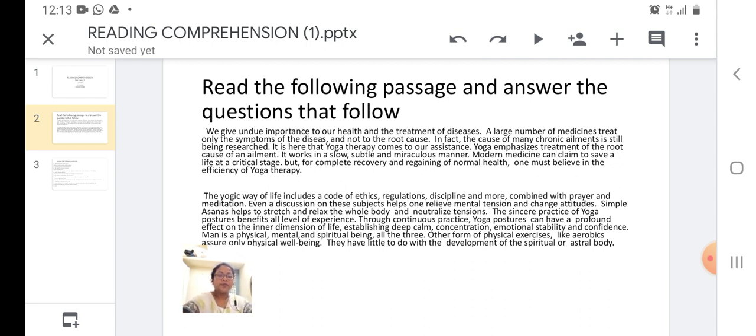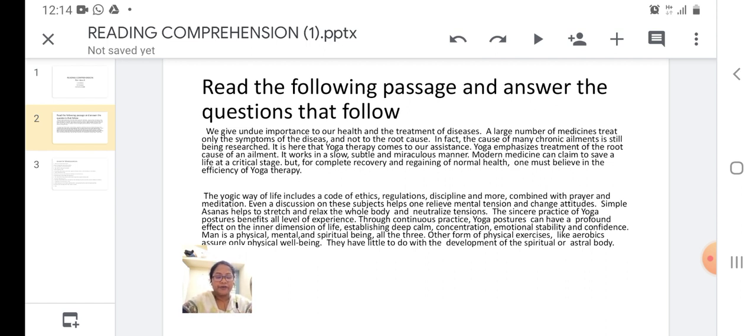Now you have two paragraphs in this. You have to skim both the paragraphs to know the overall meaning. So first I'll start off with the first paragraph. We give undue importance to our health and treatment of diseases. A large number of medicines treat only the symptoms of the disease and not the root cause. So the first paragraph says something about treatment, maybe of modern medicine, the treatment of disease.